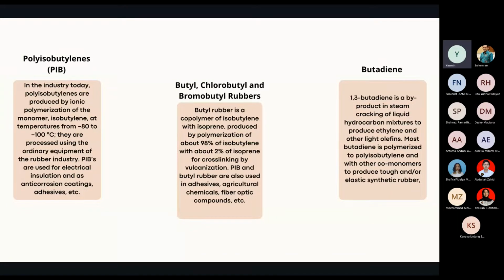And for the last one, we have butadiene. 1,3-butadiene is a byproduct in steam cracking of liquid hydrocarbon mixtures to produce ethylene and other light olefins. Most butadiene is polymerized to polybutadiene and with other co-monomers to produce tough and/or elastic synthetic rubber.